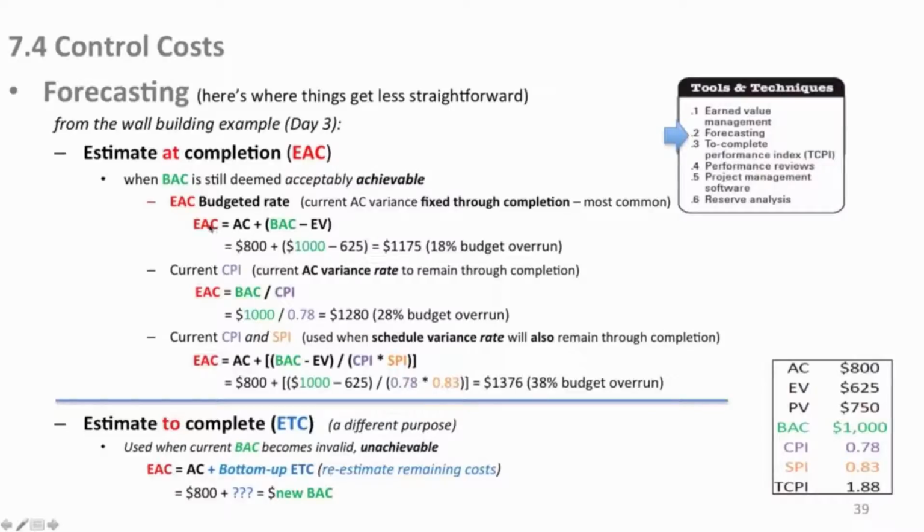Your estimate at completion is your $800 you've already spent plus your $1,000 budget minus the earned value that you've already expended. So the number here is $1,175 or an 18% budget overrun if everything else is equal and you run the project out to the end and you don't have any more variances. That'll be your budget at the end. So if you can control to your baseline, even with the overrun, and not have more overruns, either cost or schedule, that will actually be your budget at the end, $1,175 or an 18% overrun.